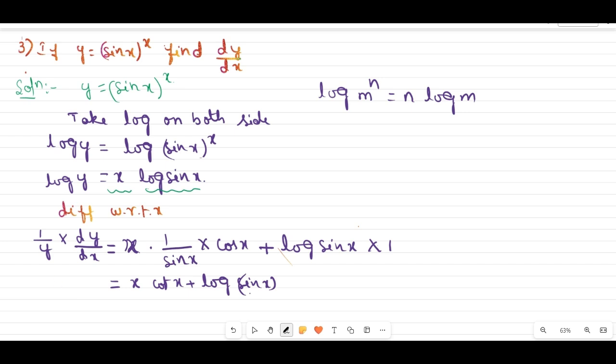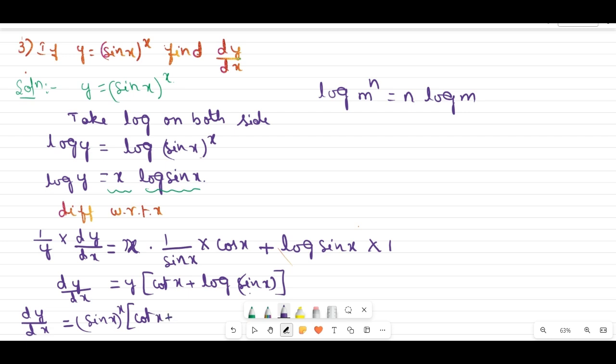So here I will take this y to the right hand side. If you take this y to the right hand side, it becomes y into cot x plus log of sin x. So this is dy by dx. Finally, you must substitute the y value. y is what? Sin x whole power x. So dy by dx is sin x whole power x into cot x plus log of sin x. This is the final answer for the given question.